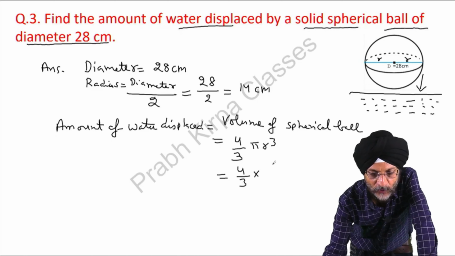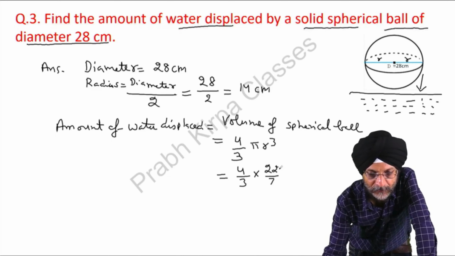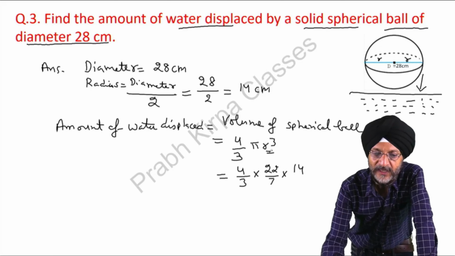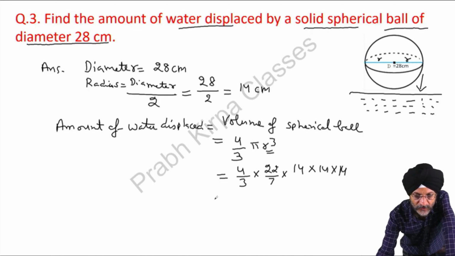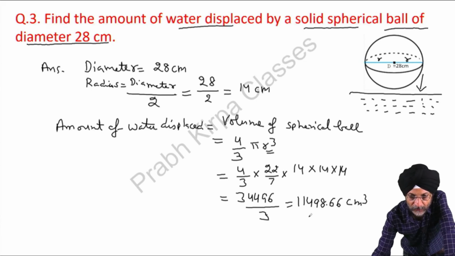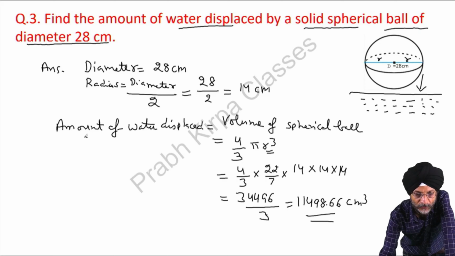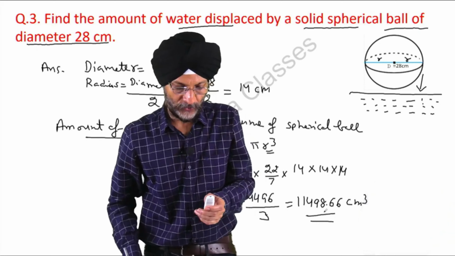4/3, the value of pi is 22/7. Now what is the value of r? It is 14. As it is written as r cube, we will write the value of r three times. So what will come out? It will come out as 3496/3, which is equal to 11498.66 cubic centimeter. Now this is the amount of water displaced and this is the answer before you.